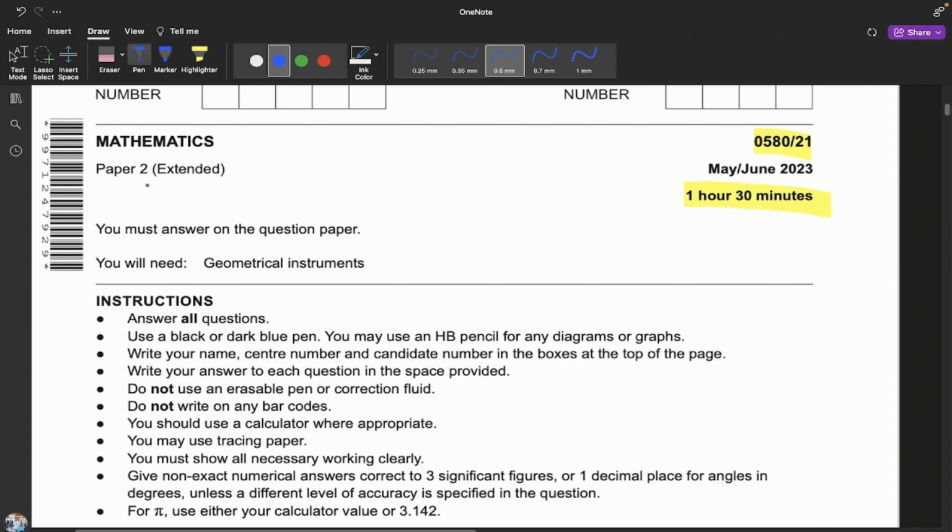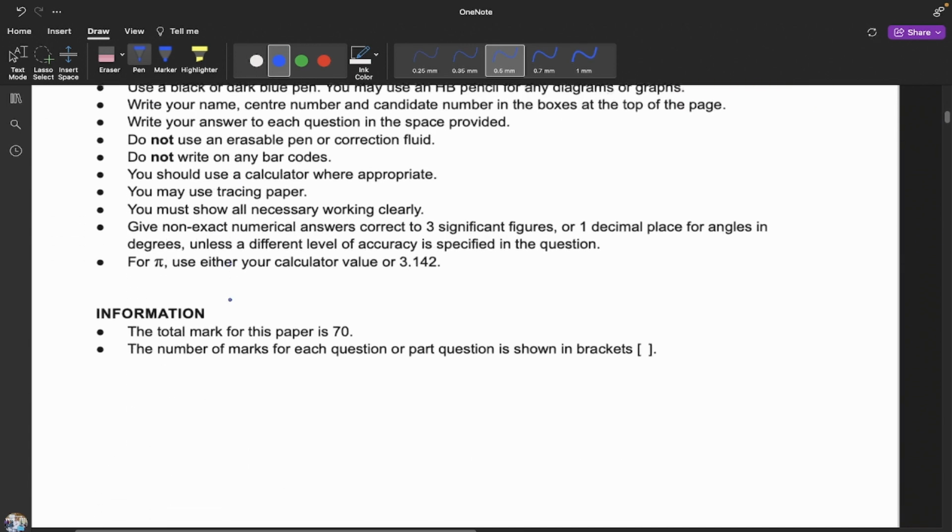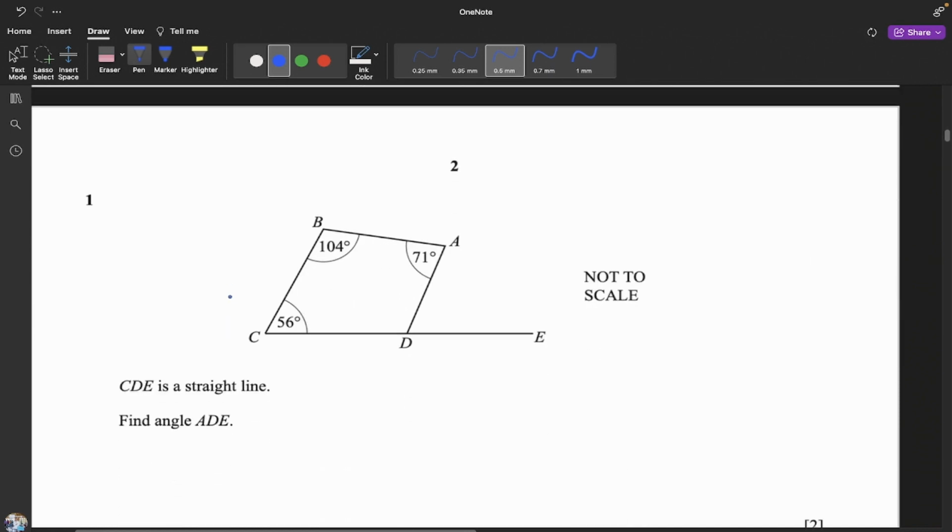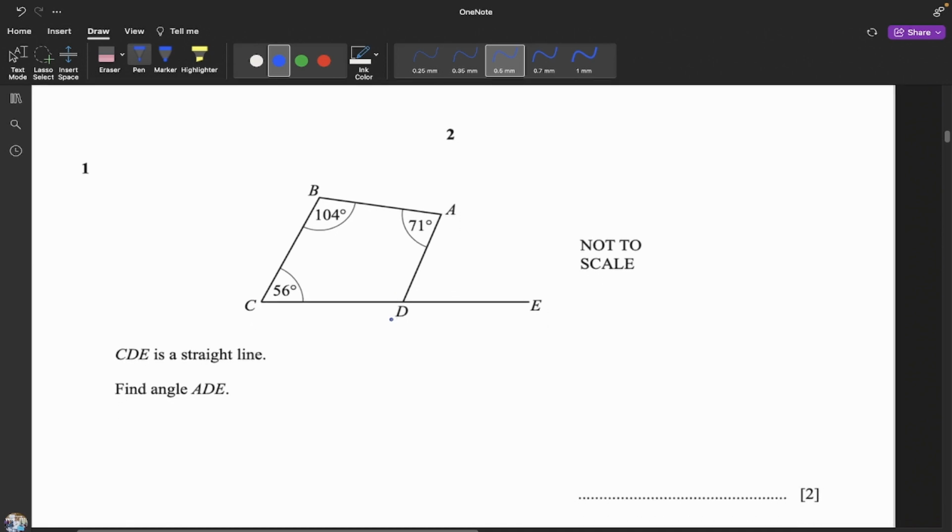As this is the second paper, you might use a calculator, but use it only in the appropriate places. Some places they value the steps, so it is better to show the steps. Here the first question says CDE is a straight line, and you have to find the angle ADE.